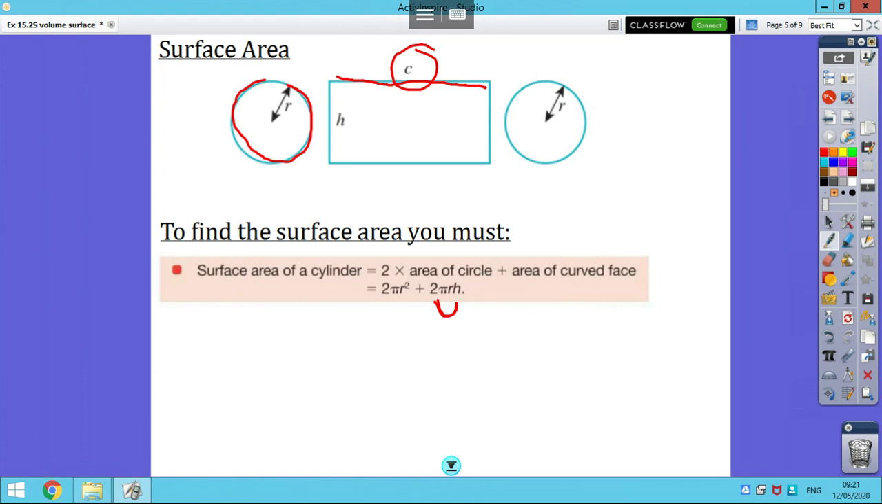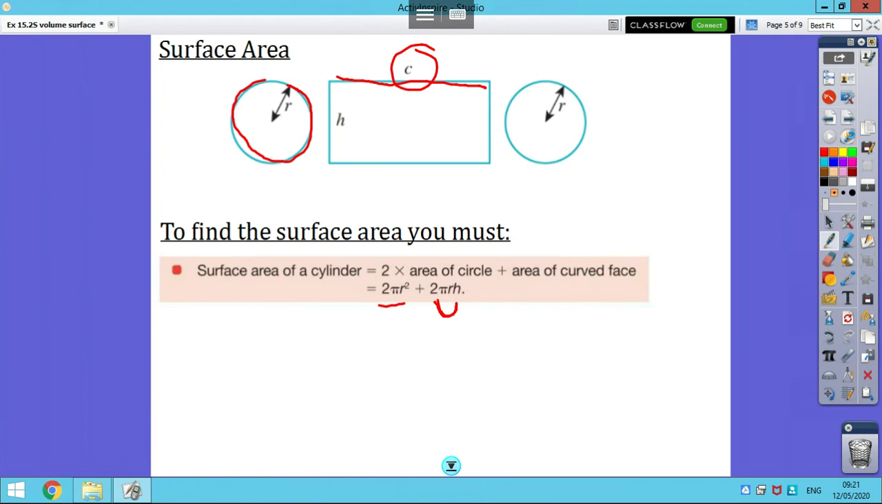Okay, so firstly, number 1, to find the surface area, you must firstly find the area of one of the circles and multiply it by 2. That's where this bit comes from here, okay? And then the second part, you must find the circumference. So 2 times pi times r, and then multiply it by the height. So the surface area of a cylinder is split into 2 separate things.